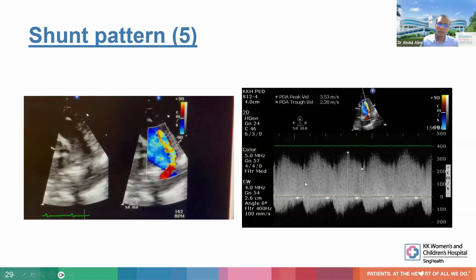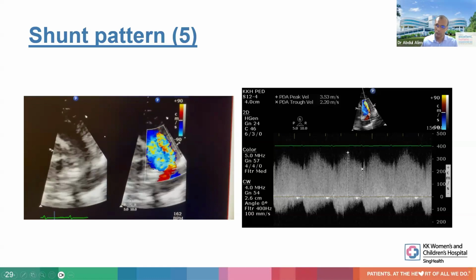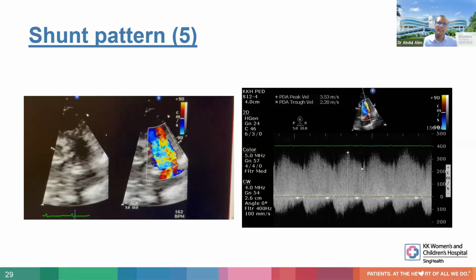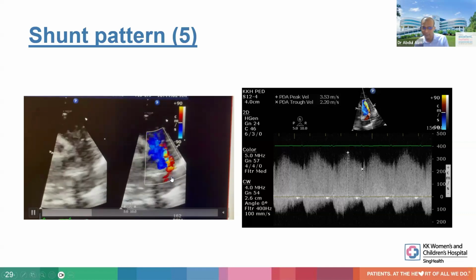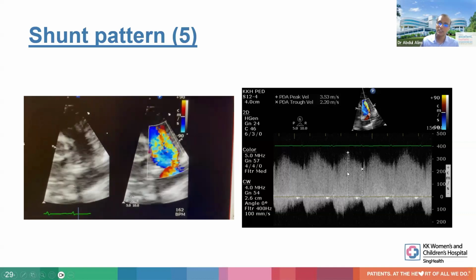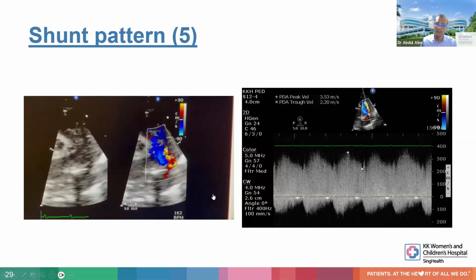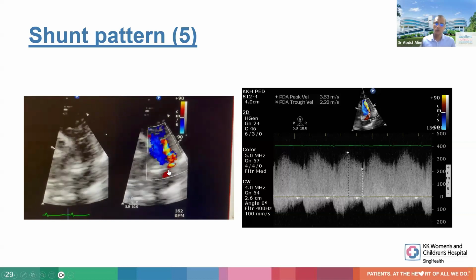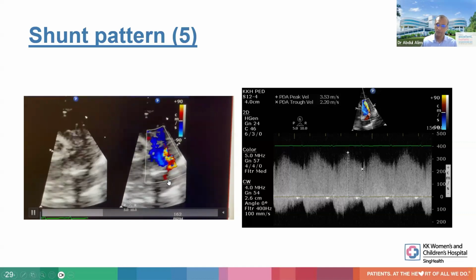But this is an example of what we call a restrictive PDA, which might be closing. This is not a typical closing PDA; the closing PDA looks even smaller than this, but usually you will have a very high systolic as well as a high diastolic velocity. If you have a high systolic and high diastolic velocity, and on the color flow image the PDA looks small, that is an indication of a closing PDA.